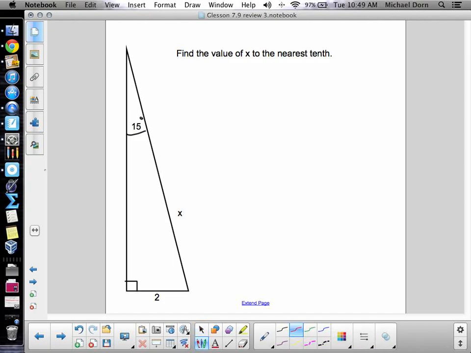All right, so we said sine. Sine of 15 equals 2 over x. Again, we swap, because we swap the entire things when we do that. So x is 2 divided by sine 15. What do you get? 7.7. And that makes sense. Quite a bit longer than the 2. That's a pretty small angle. We would expect it to be quite a bit longer.